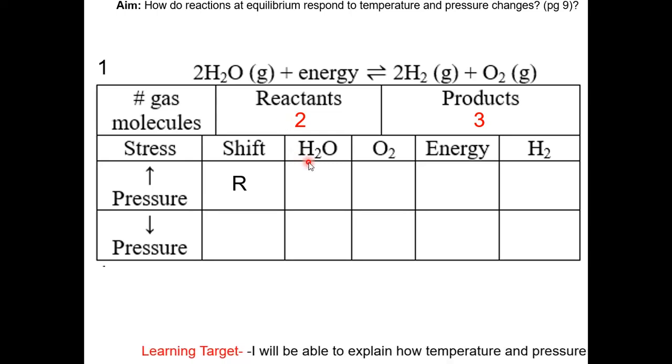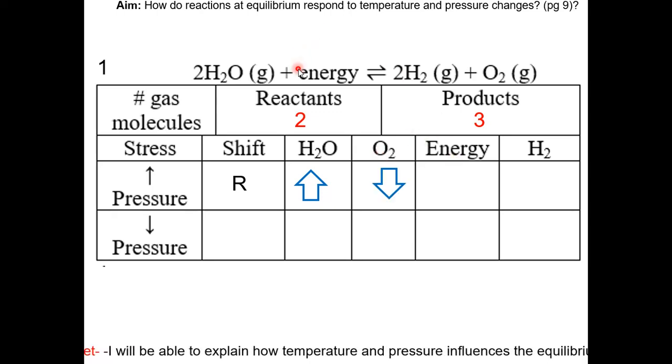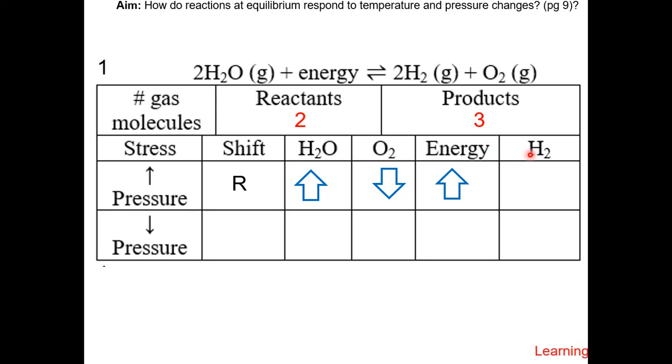Since water is on the reactant side, it will increase. Since oxygen is on the product side, it will decrease. Since energy is on the reactant side, it will increase. Since hydrogen is on the product side, it will decrease. Let's look at the next scenario.